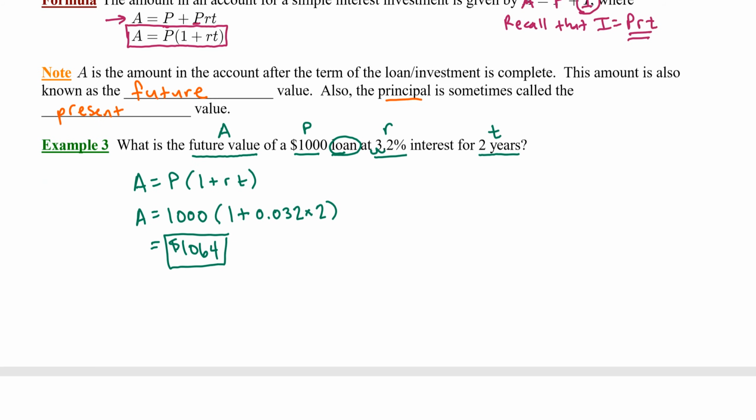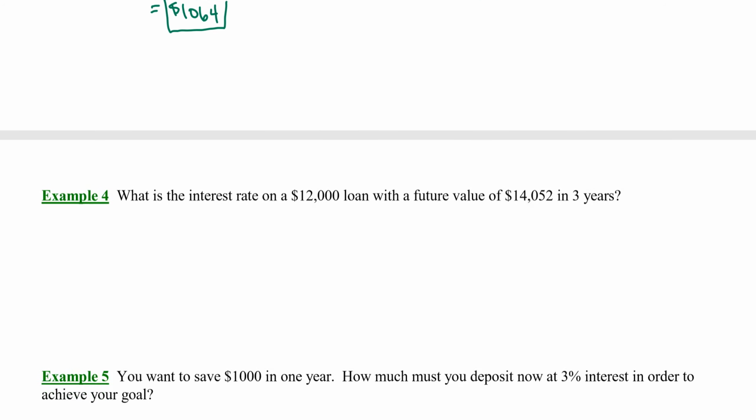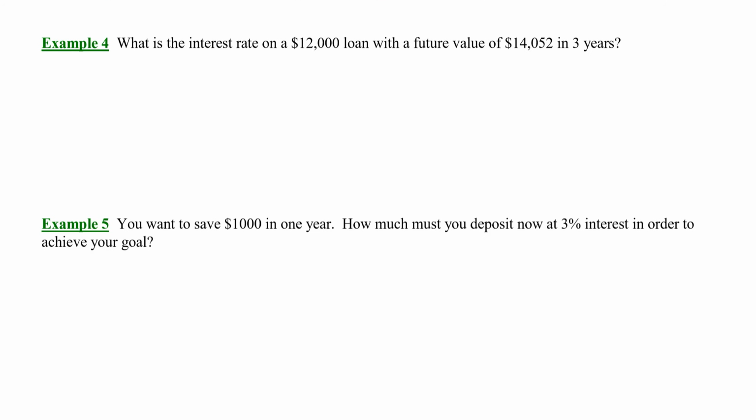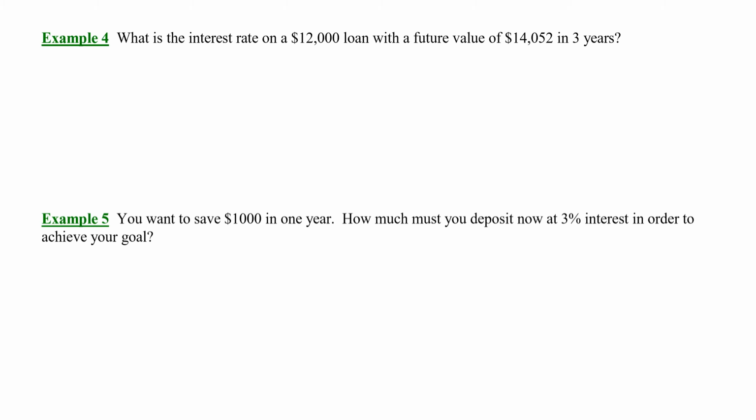Now, in some situations, we are going to run into a little bit of algebra that we need to be prepared to handle. So let's give it a try on example 4. What is the interest rate? So my interest rate is unknown on a $12,000 loan with a future value of $14,052 in 3 years. So the $12,000 loan, that's how much we've borrowed. That's our principal. Now this loan is going to grow to $14,052. That's our future value, or we called it A, the amount in the formula.